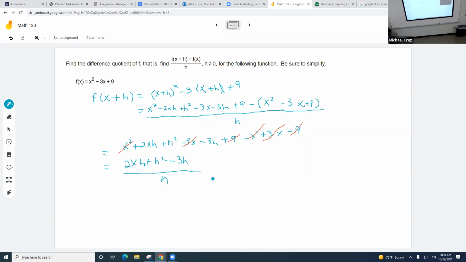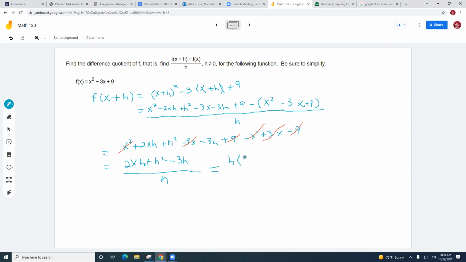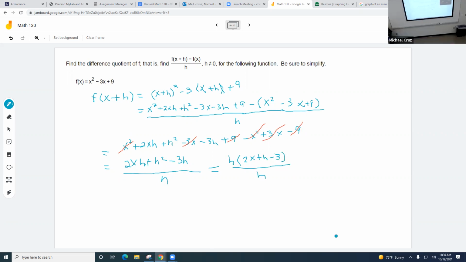What that means is we're dividing each one of those terms by h, to keep it simple, since h is a common factor of everything up top. So it'll be 2x plus h minus 3. Yes, exactly. But this is just to show what's happening and why some of the h's go away, because h is a factor of all three of those terms.